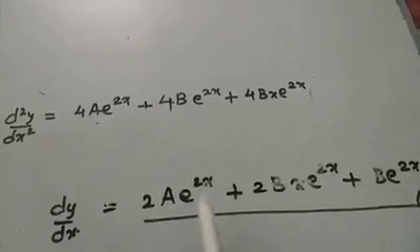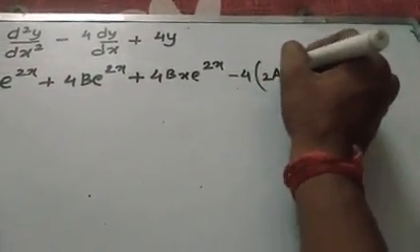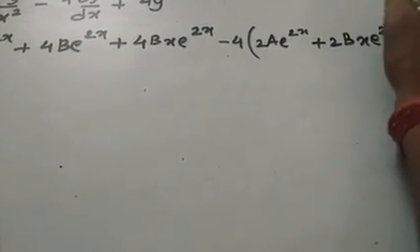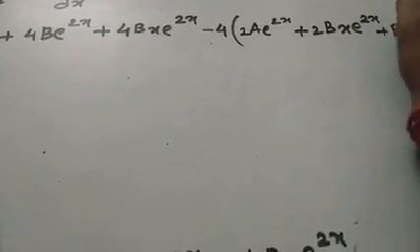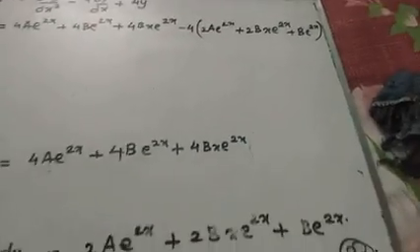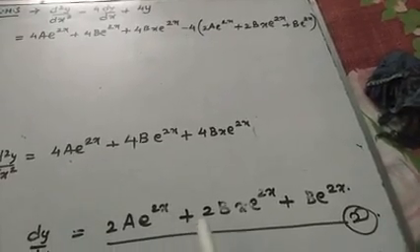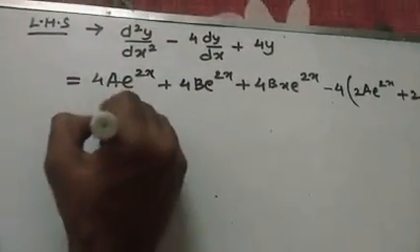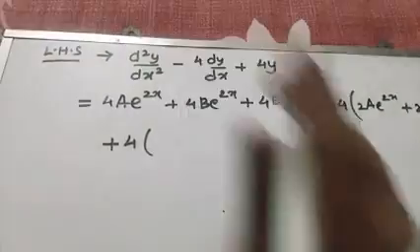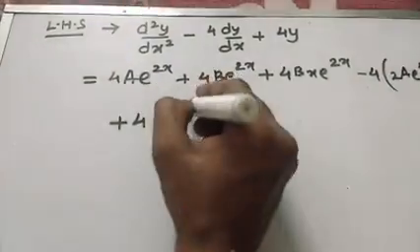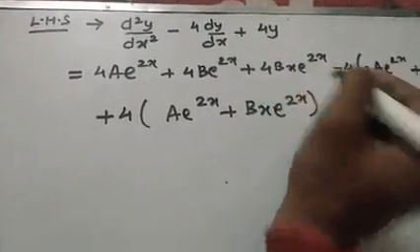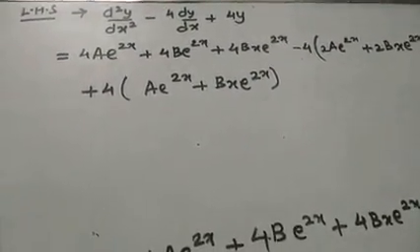Next, minus 4 dy by dx. Minus 4, now what is the dy by dx value? 2a e to the power 2x plus 2bx e to the power 2x plus b e to the power 2x. You can see that, 2a e to the power 2x plus 2bx e to the power 2x plus b e to the power 2x, minus 4. And the last one, plus 4 into y. What was y? y was a e to the power 2x plus bx e to the power 2x. Now we simply multiply and then see.